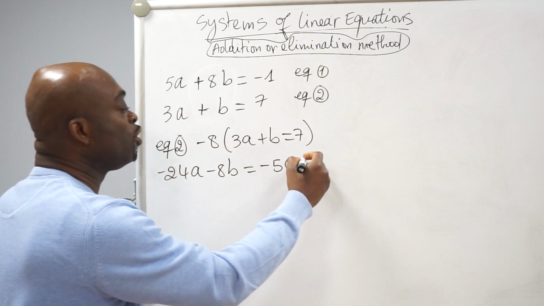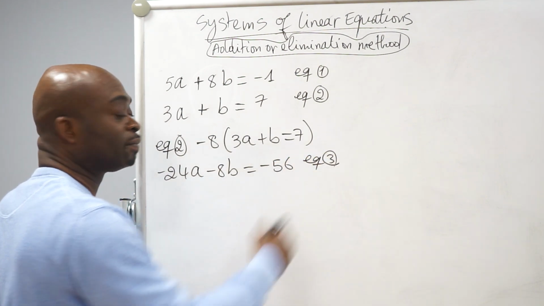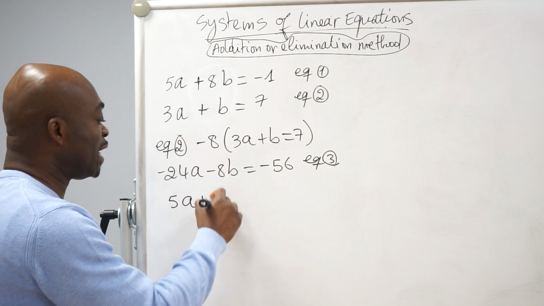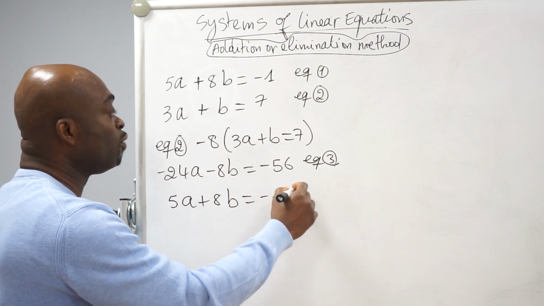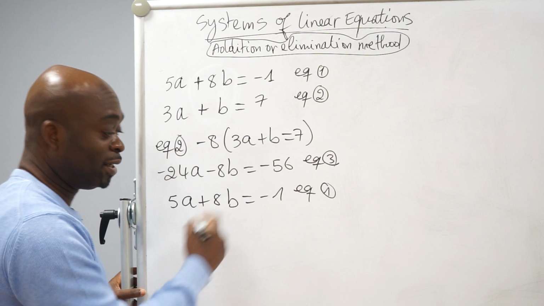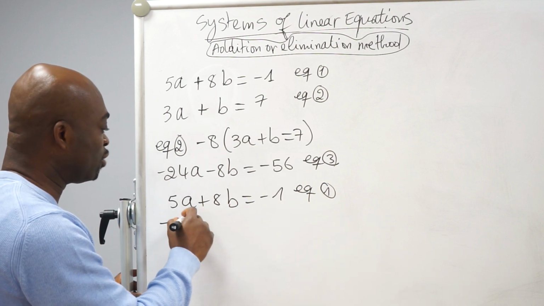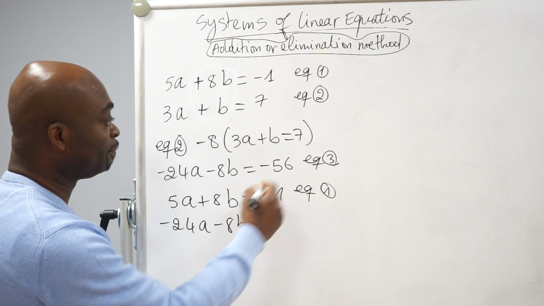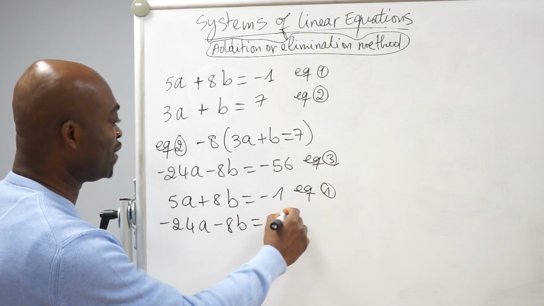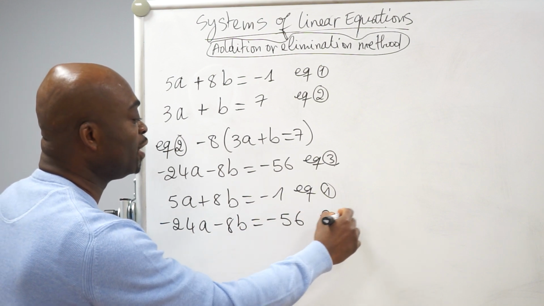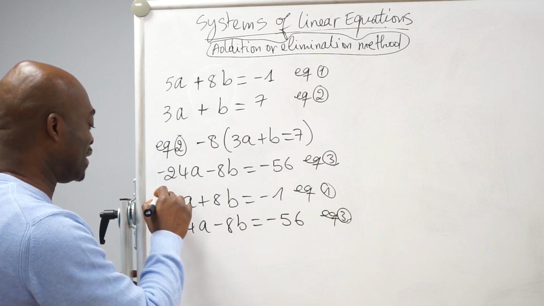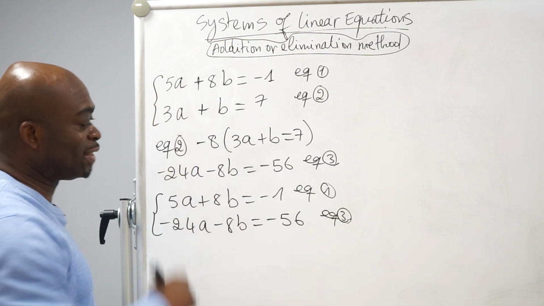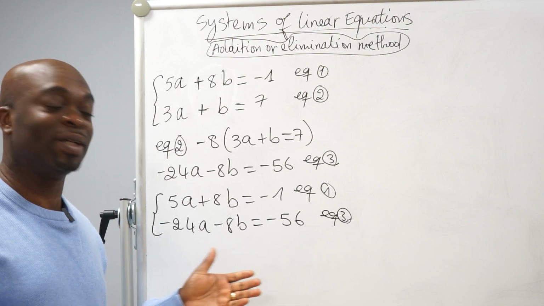Okay? So now we're going to call this one equation 3. Because we're going to get back to 5a plus 8b equals -1, which is equation 1. And then equation 3, which is -24a, -8b equals -56. And that is equation 3. All right? So this is our new system of equations. The first one is this one, and now this is our new one. We just made up the new one.